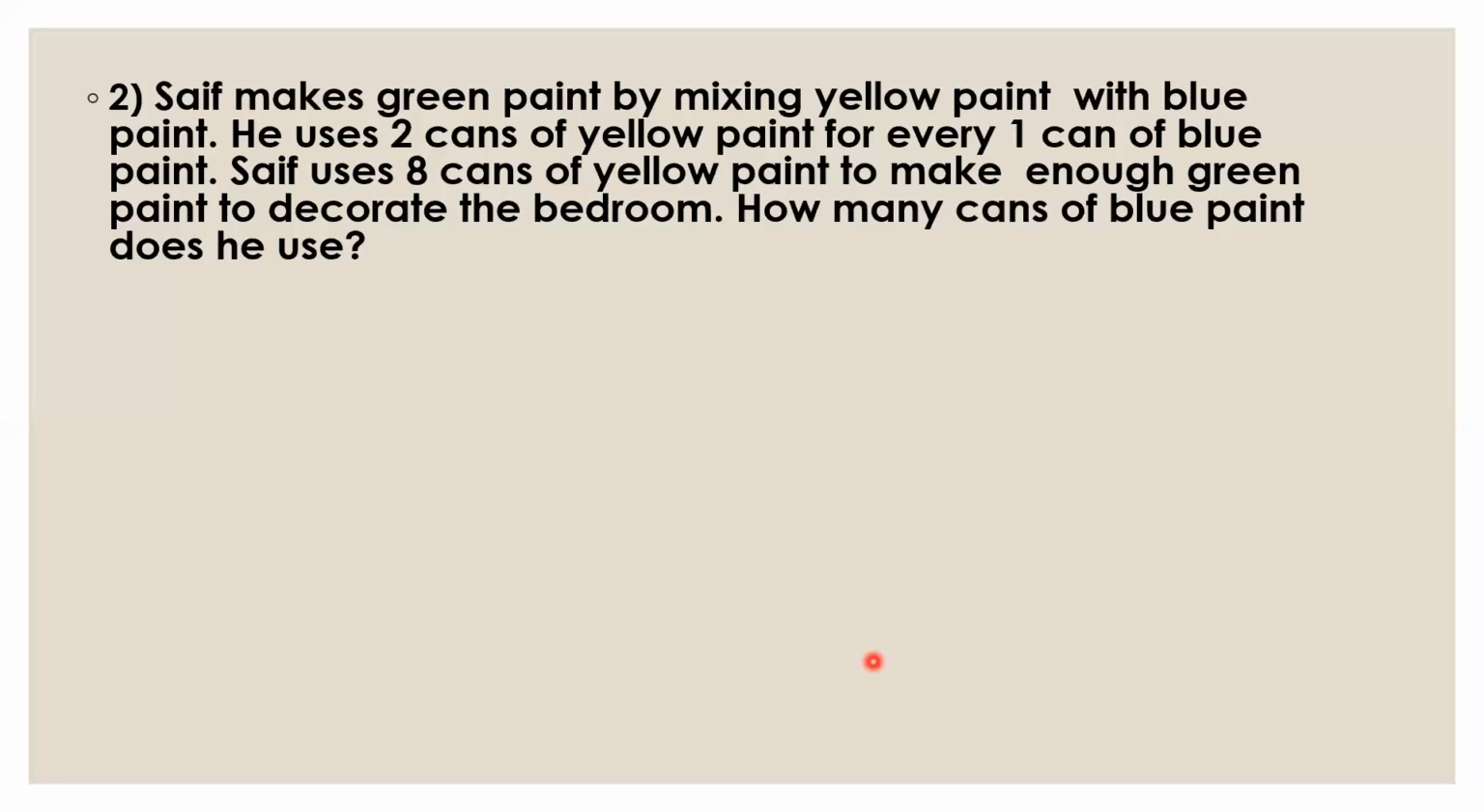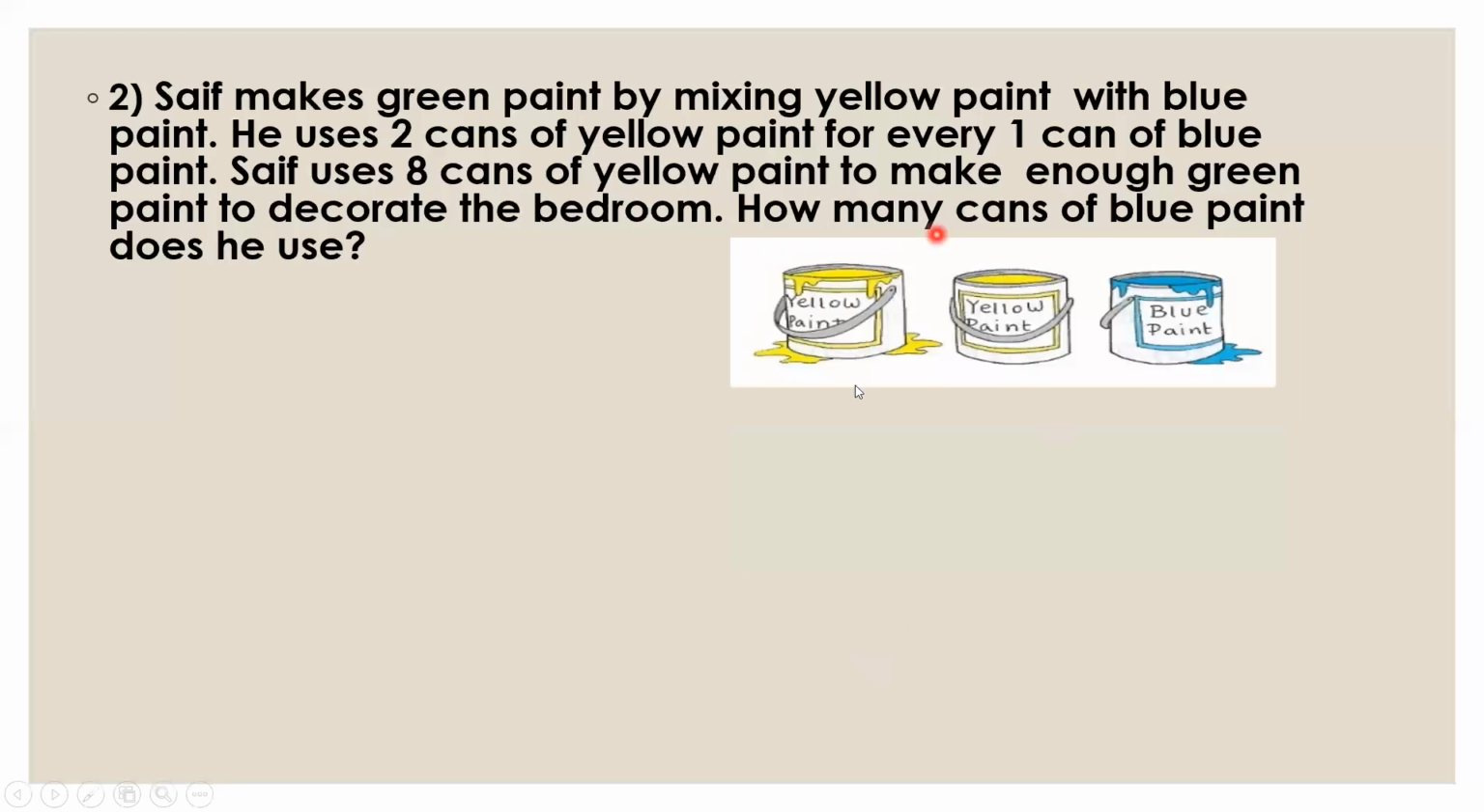Now, in the third statement, it is telling that Saif uses 8 cans of yellow paint to make enough green paint to decorate the bedroom. How many cans of blue paint does he use? So the question is, he used 8 cans of yellow paint to make enough green paint, but they didn't mention how many cans of blue paint Saif used. So that we need to find out. How we will find the answer is very simple. This is the pictorial representation.